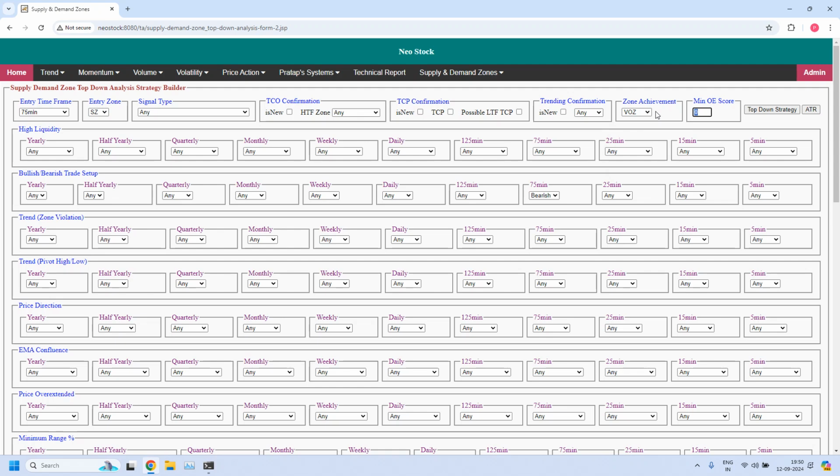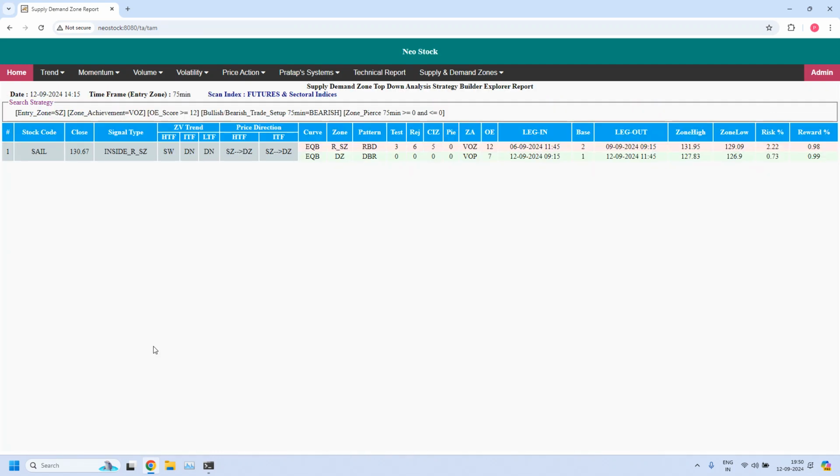Minimum order enhancer score is 12. All the 3 filters are applied to the 75 minute supply zone. We got only one stock. It is already tested 3 times, 6 rejections. This is a high liquidity zone.